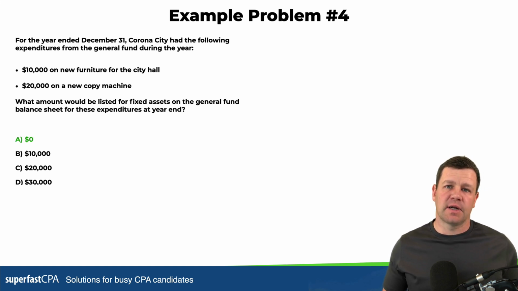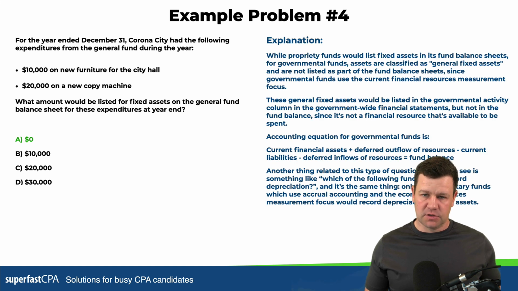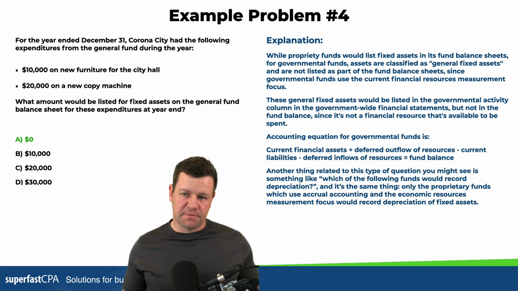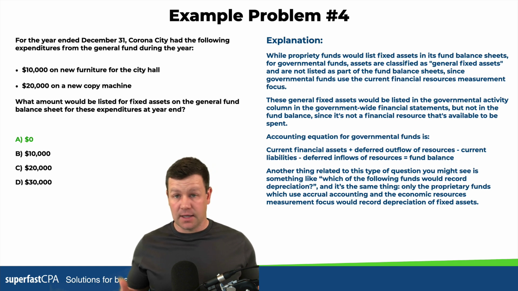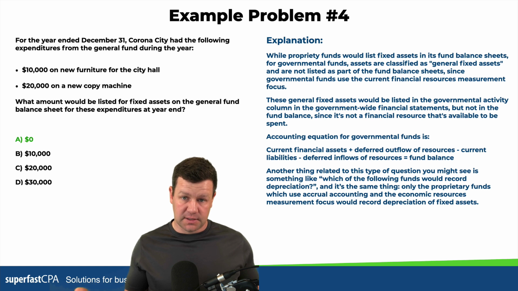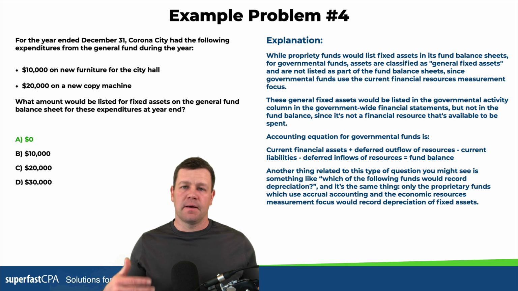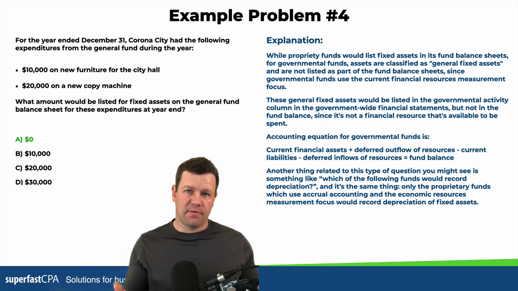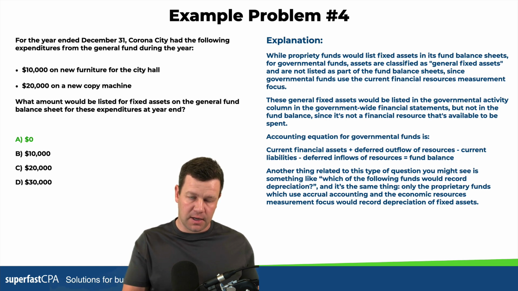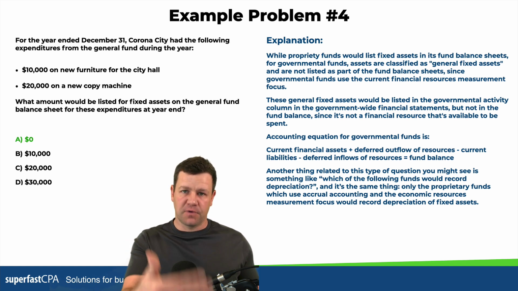So we're moving on. The answer is 0. That would not be listed. Here's why. While proprietary funds would list fixed assets in their fund balance sheets because they are like a business type fund and use accrual-based accounting, in governmental funds, assets are classified as general fixed assets, and they are not listed as part of the fund balance because governmental funds use the current financial resources measurement focus. Remember, what that really means is what financial resources do we have currently or will we have in the current period to cover our obligations for the current period. So money spent on these machines or furniture is no longer financial resources that can be spent.